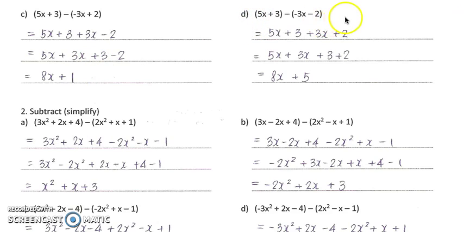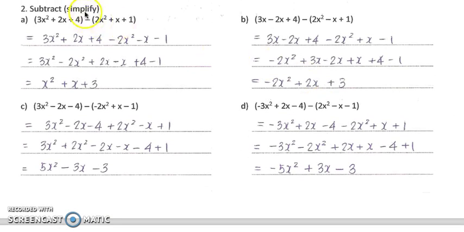D. 5x plus 3. Subtract the group negative 3x minus 2. First group is 5x plus 3, not affected. What about the second group? Minus negative 3x simplifies to plus 3x. Minus negative 2, minus negative is plus 2. Collect like terms. Simplify. You get 8x plus 5.